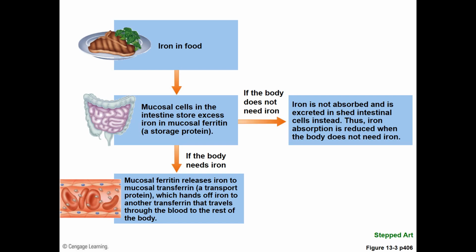So again, we consume iron from food. If we don't need it, it's not going to be absorbed, it'll just leave the body. If we do need it, we're going to absorb it and store it as ferritin, so that when we do need it, we can just release it from the ferritin stores and attach it to a transport protein called transferrin, which will take it to where it needs to go.